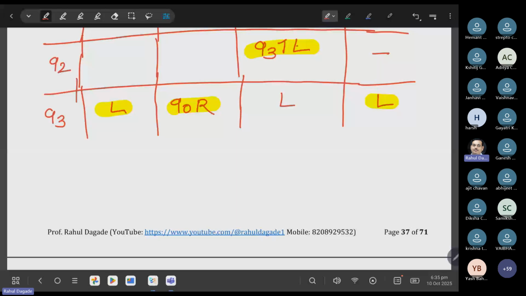Now again the same process is followed. Q0 will change the 1 to star, it will go to Q1 state, Q1 state will go to the end, and so on. Getting the point?